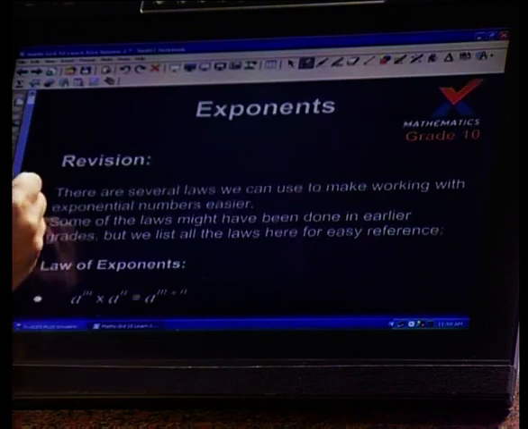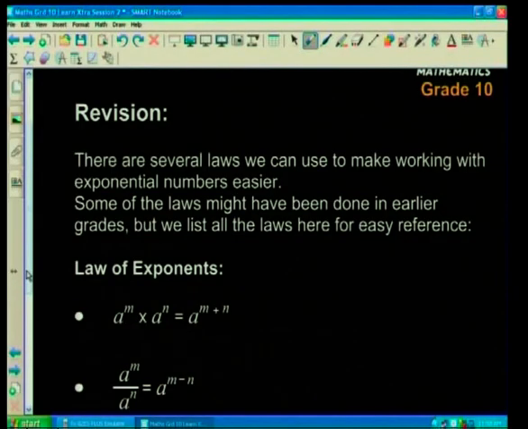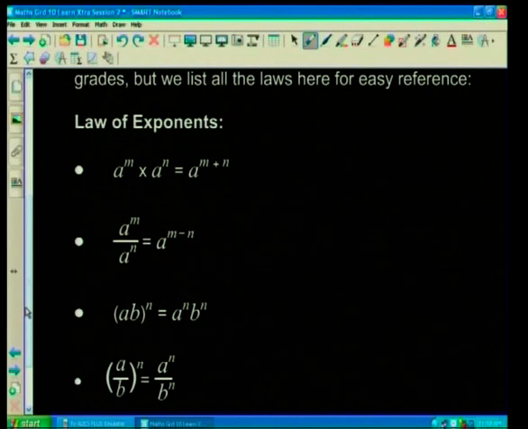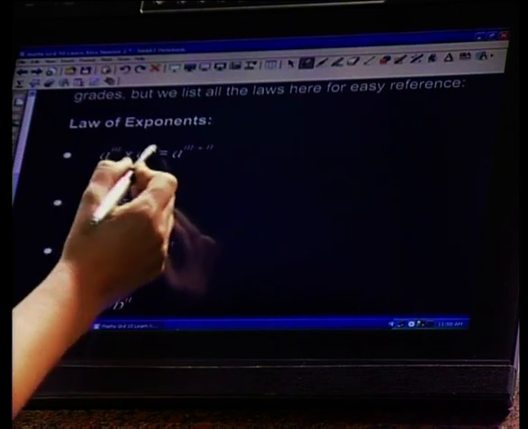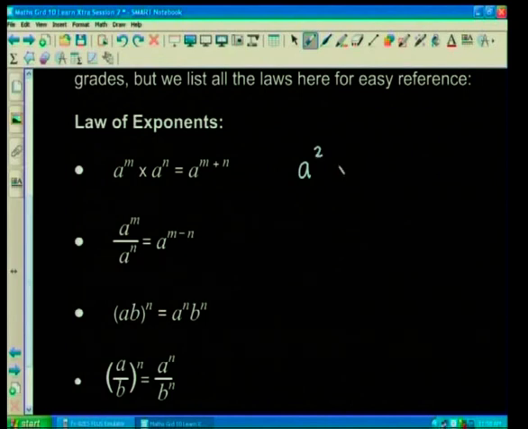There are several laws that we can use to make working with exponential numbers easier. Some of the laws might have been done in earlier grades, but we list all the laws here for easy reference. Here, of course, we have a to the power of m times a to the power of n. When you multiply bases that are the same together, you add the exponents. In other words, if I had a to the power of 2 times a to the power of 3, it would give me a to the power of 2 plus 3, which is 5.